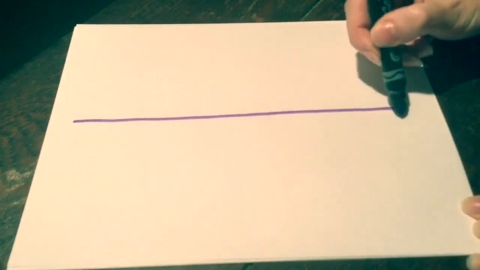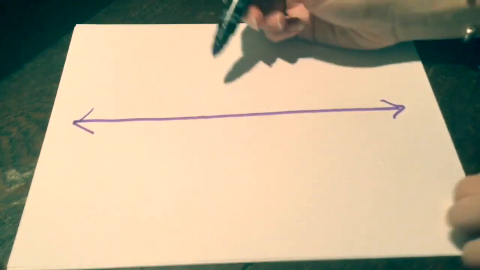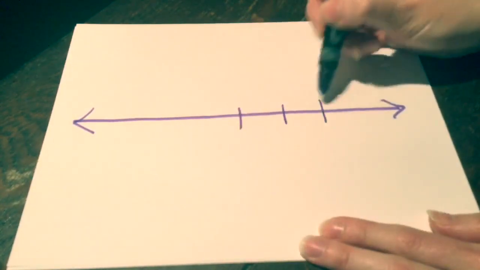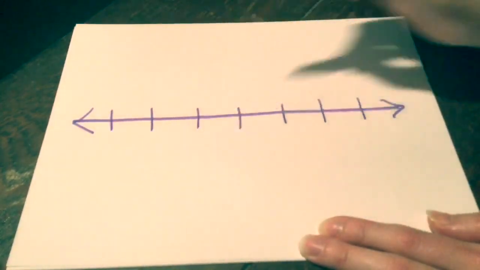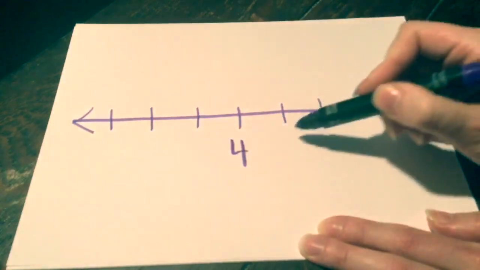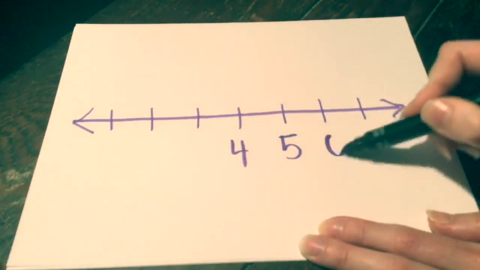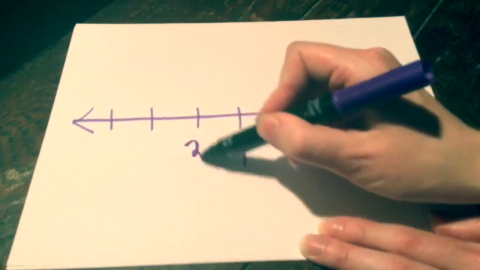When I'm adding or subtracting just 1 or 2, I like to think of a number line because then I can just move forward or backward depending on the problem. And I know that I'm going to be pretty close to where I started because I'm only increasing or decreasing by 1 or 2.